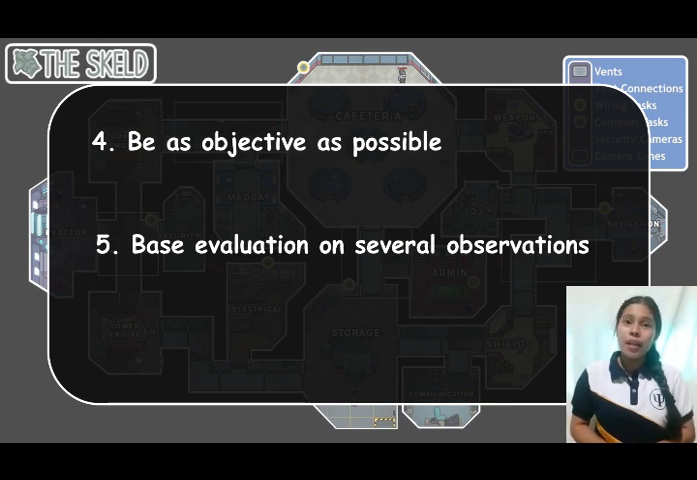Number 5, base evaluation on several observations. The average of several measurements or trials is generally used as the basis for a conclusion. This should also be true in observation. The average of several observations is admittedly more accurate, valid, and reliable than the result from an observation alone.